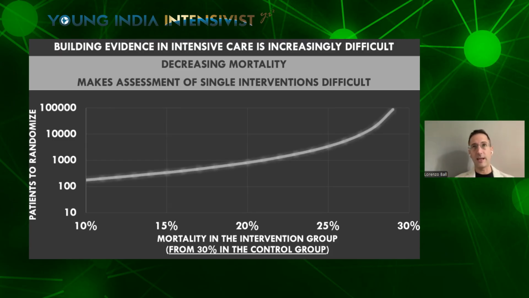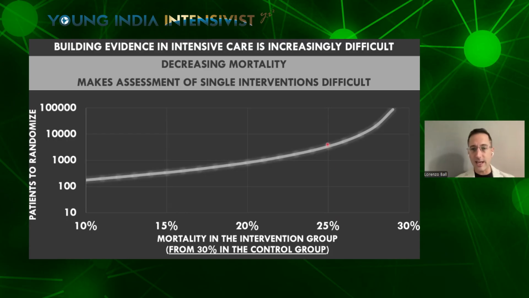As you can see, if we look at the x-axis, the mortality in the intervention group, assuming that the control group is at 30%. If I want to reduce mortality from 30 to 20%, I already have to randomize 1,000 patients. But many of our 30%, for example, could be the mortality of sepsis, but do I really expect that a single treatment reduces mortality from 30 to 20%? Probably not. I would be happy to demonstrate that something reduces mortality from 30 to 25%.